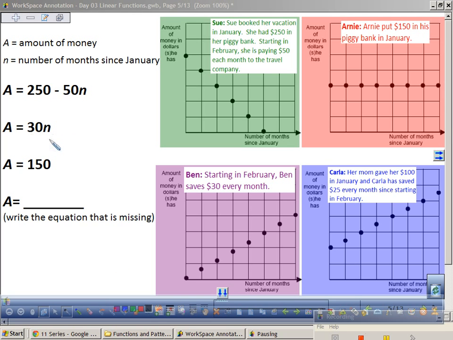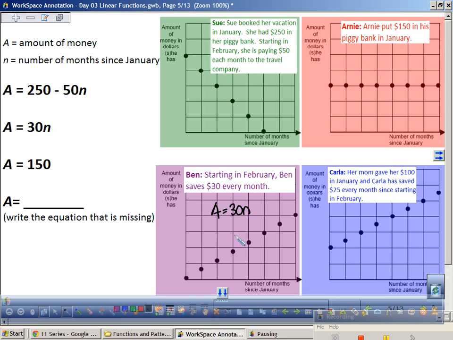30N? Okay, which one do you think 30N is? Ben? Where's Ben? Here? So rising at a rate of 30? Good. This one is A equals 30N. $30 every number of months, right? That's what the N would be?